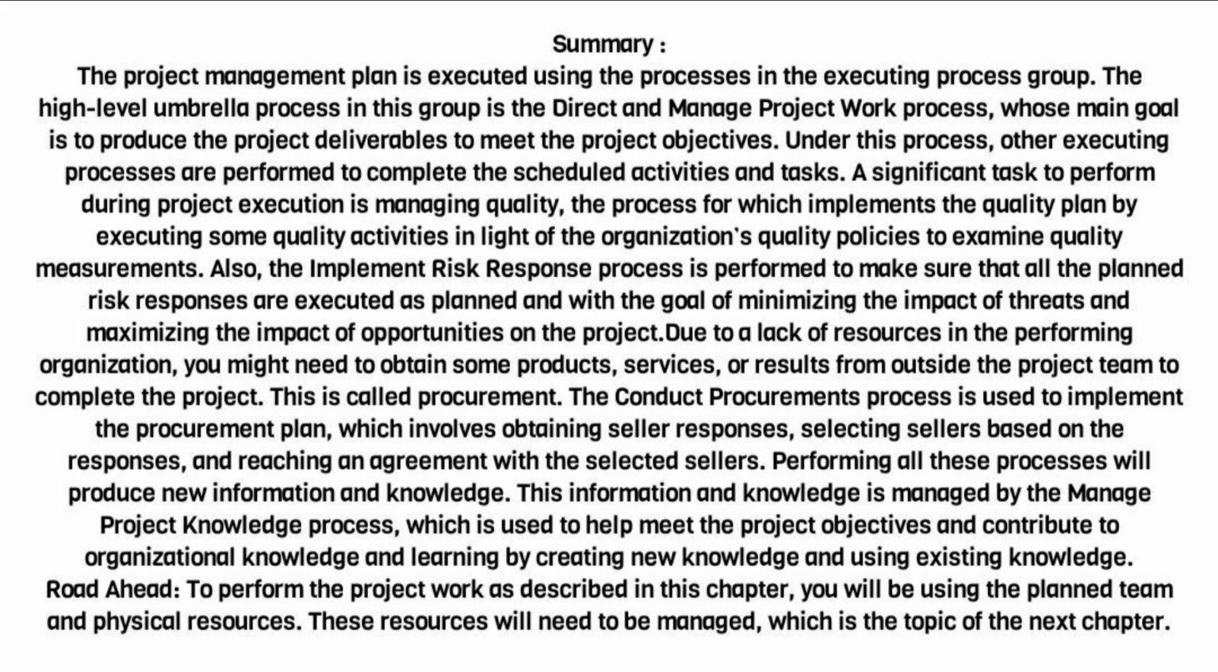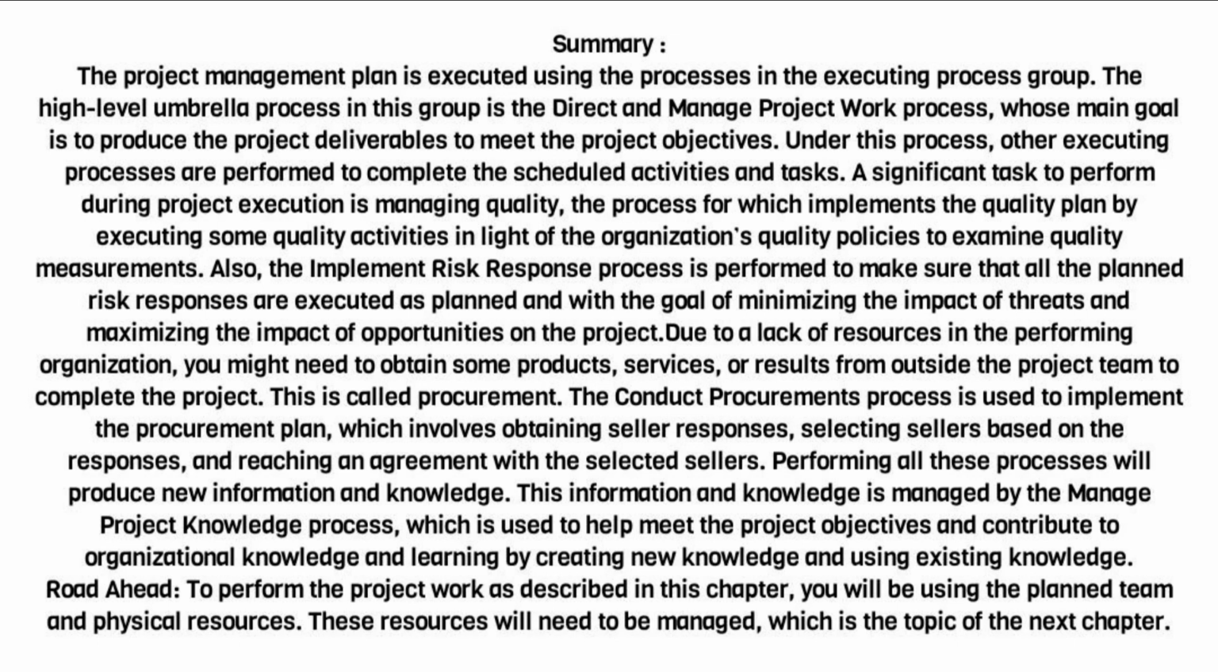Summary. The project management plan is executed using the processes in the executing process group. The high-level umbrella process in this group is the direct and manage project work process, whose main goal is to produce the project deliverables to meet the project objectives. Under this process, other executing processes are performed to complete the scheduled activities and tasks.